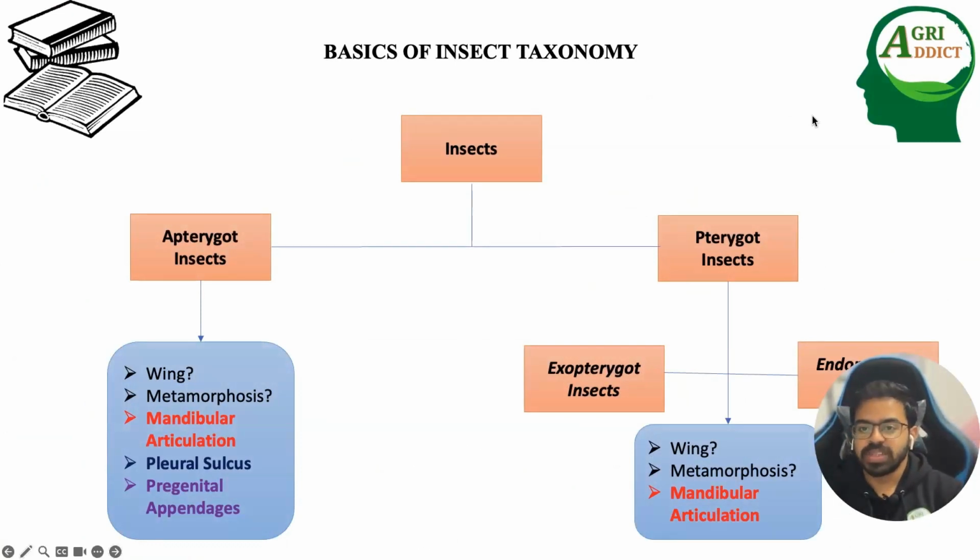So basics of insect taxonomy means, can anyone say how insects are classified? Very basic. Insects are classified based on what? Which morphological features or which morphological part? Anyone of you, please. Okay, Johnson, yes, exactly. Wing. Presence or absence of wings. So basically, insects are classified based on the presence of wings.